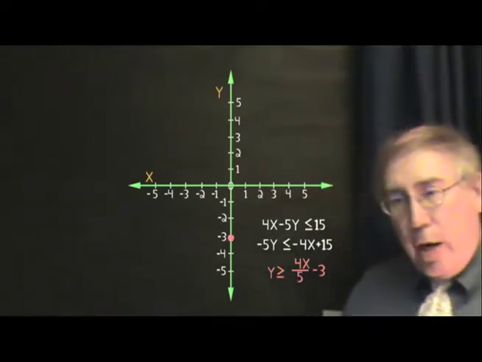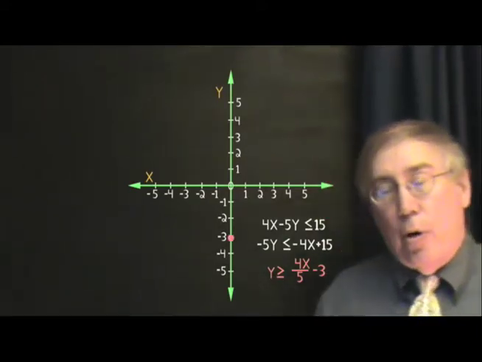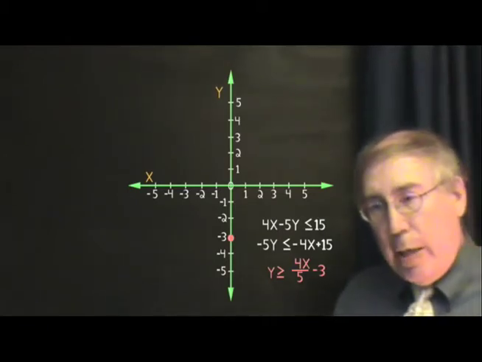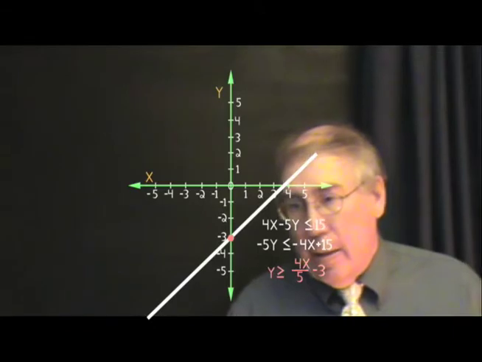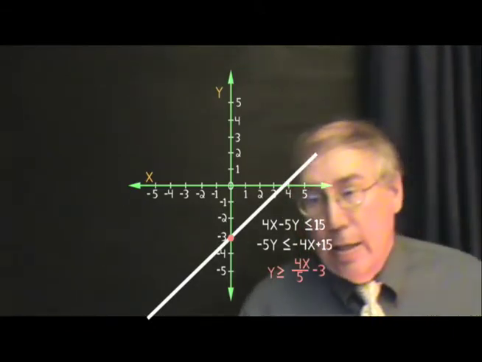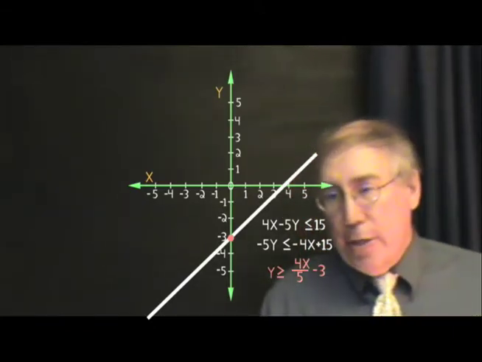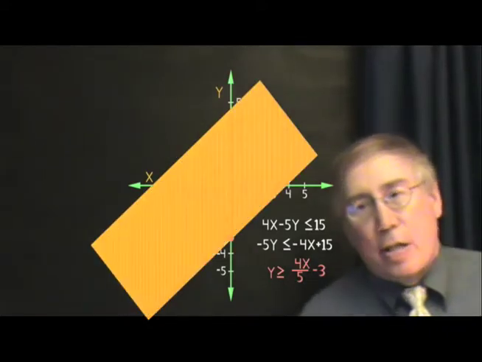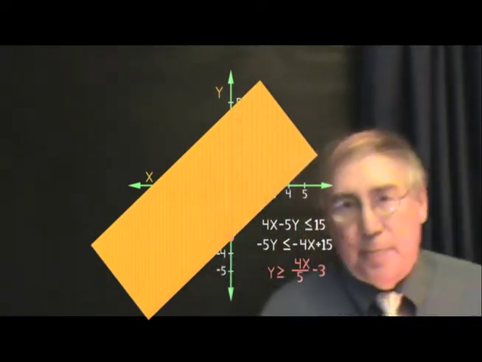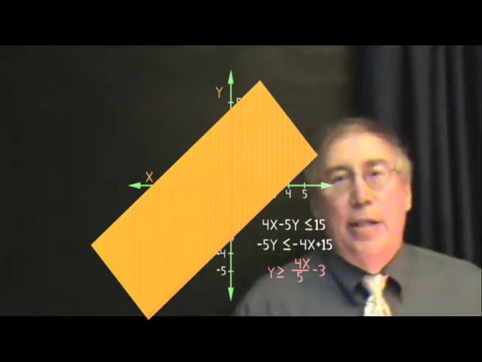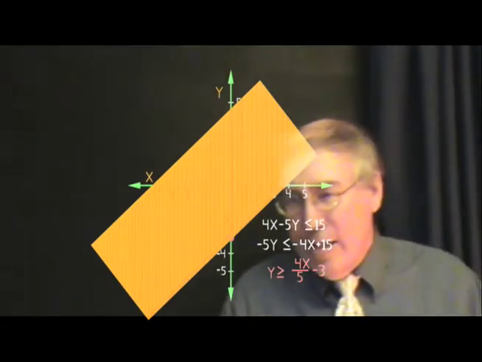So first graph the line y equals 4/5 x minus 3, goes through -3 on the y-axis, and slope of 4/5. Now we want everything, all the points that are above that line, including the line. So I hope you're catching on to this.